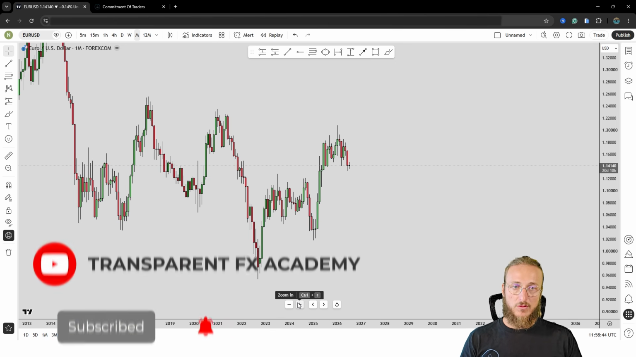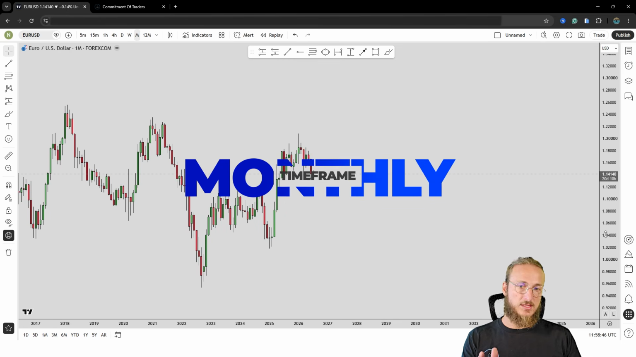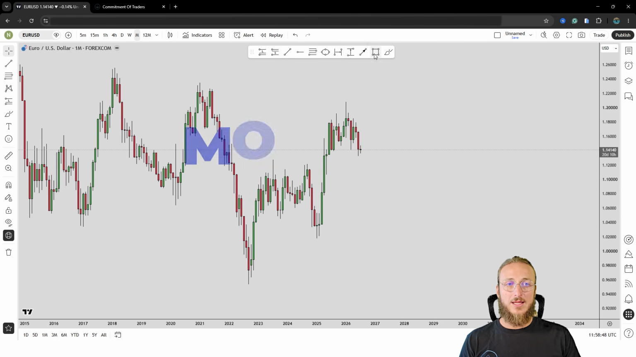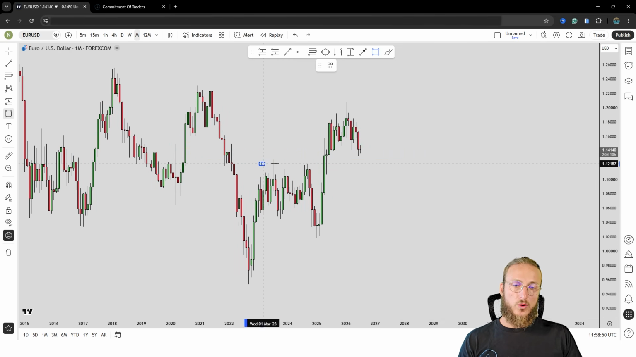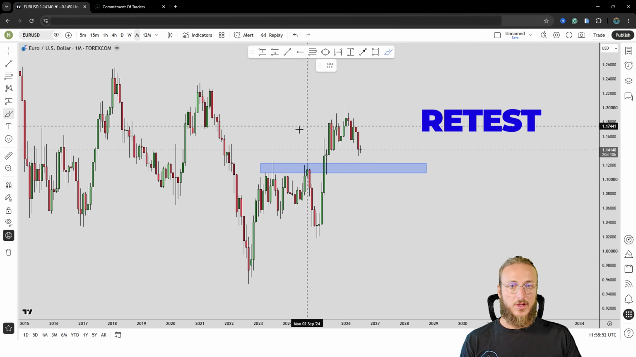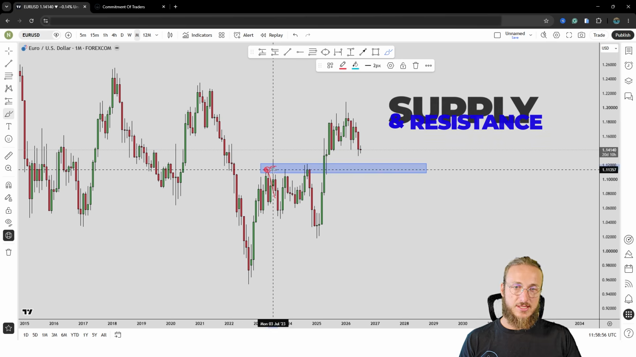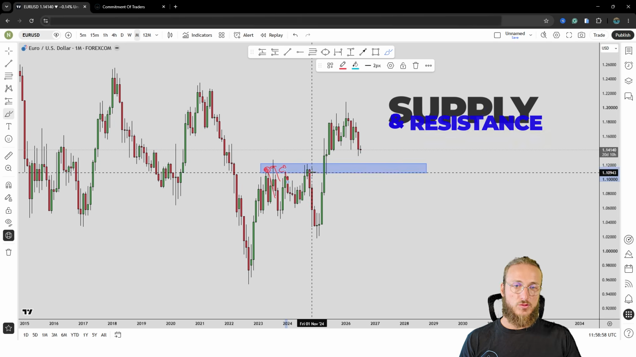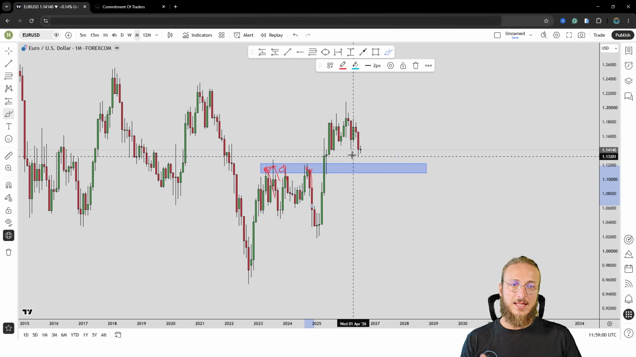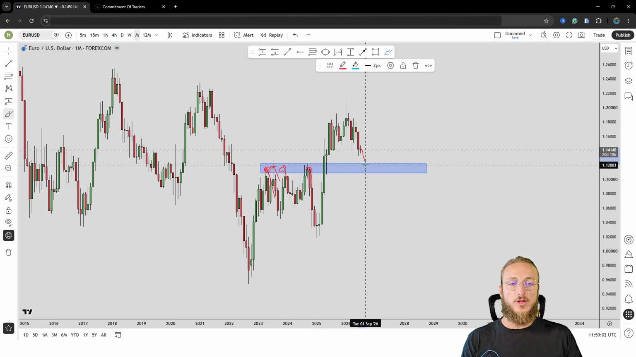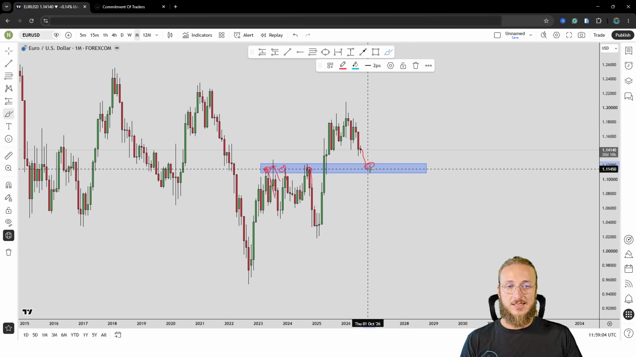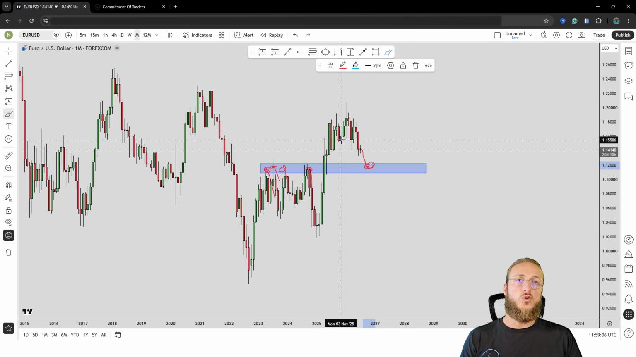Now, starting here from the monthly time frame, what we can see is that we have a market which right now is heading towards a retest of this area. This was the previous zone of monthly supply and resistance from which all these previous rejections to the downside were created. It seems like the market is at the moment on the way to retest this zone, and that is something that you would expect.